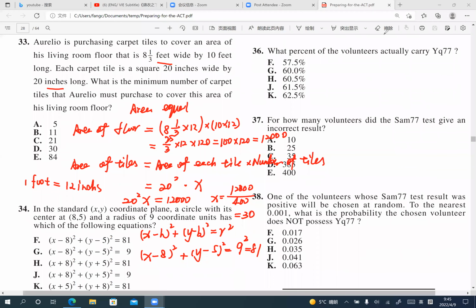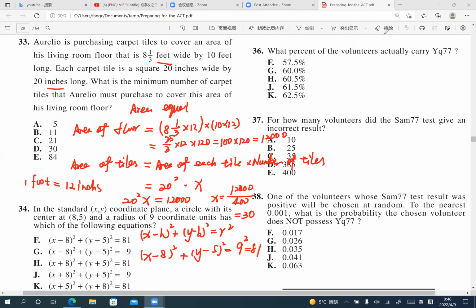Question 33. Aurelio is purchasing carpet tiles to cover an area of his living room floor that is 8 1/3 feet wide by 10 feet long. Each carpet tile is a square 20 inches wide by 20 inches long. What is the minimum number of carpet tiles that Aurelio must purchase to cover this area of his living room floor? This is another area problem.